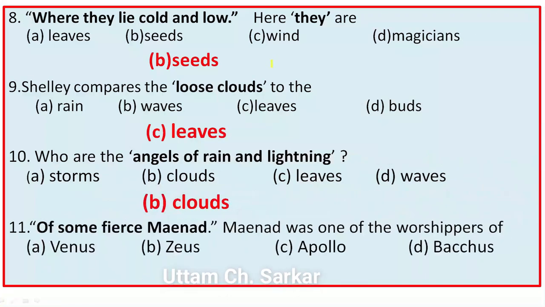Next, question number 11. "Of some fierce Maenad." Maenad was one of the worshippers of: the options are Venus, Zeus, Apollo, Bacchus. We know that Maenad was one of the worshippers of Bacchus. So the right option is D, Bacchus.